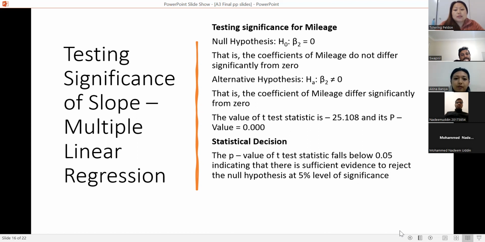After making proper study and calculations, we have found that the value of the t-test statistic is negative 25.108 and its p-value is equal to 0. The significance level was set at 0.05. Since the p-value of the t-test statistic falls below 0.05, it clearly indicates that there is significant evidence to reject the null hypothesis at 5% level of significance. Thus, we conclude that mileage is a significant predictor of price of the cars. Next slide, please.